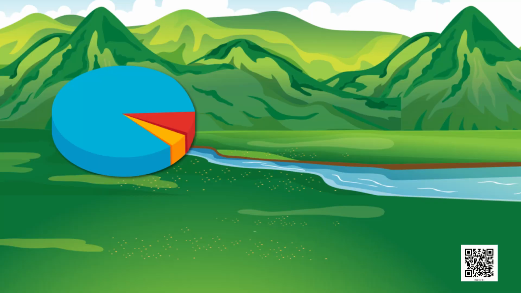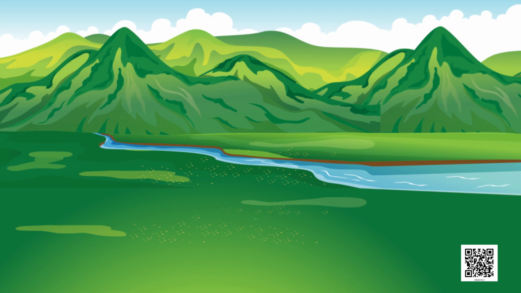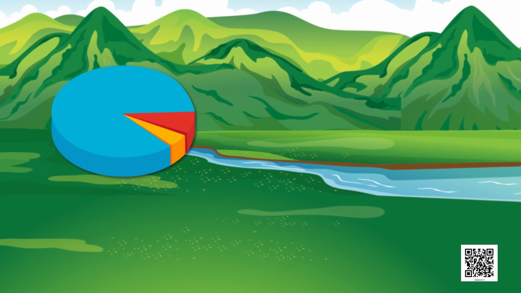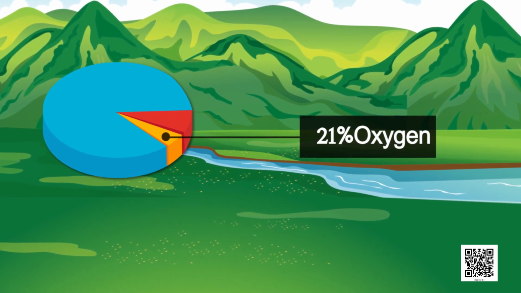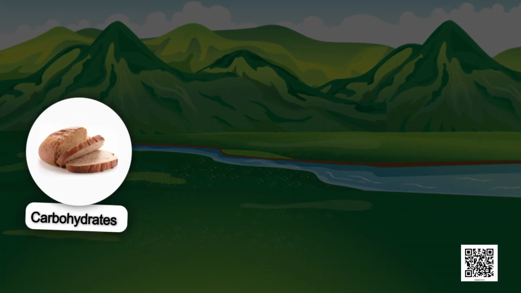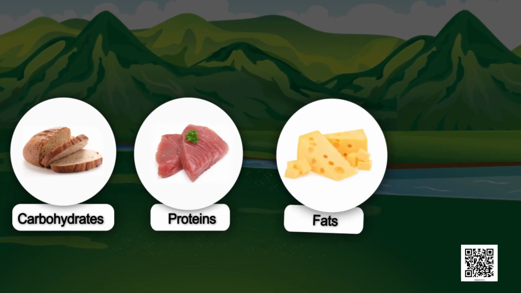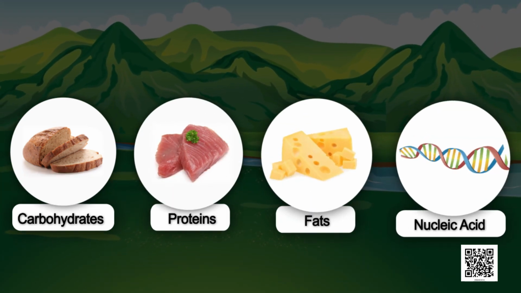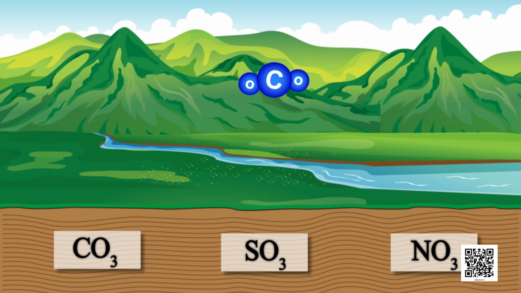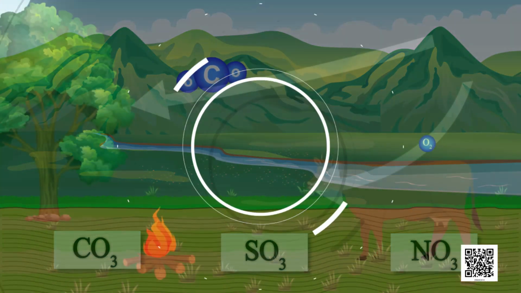The oxygen cycle. Children, now let us know about the oxygen cycle. Oxygen is found in the elemental form in the atmosphere to the extent of 21%. It is also an essential component of most biological molecules like carbohydrates, proteins, nucleic acids and fats. It also occurs in the air in the form of carbon dioxide. In the crust, it is found as the oxides of most metals and silicon.